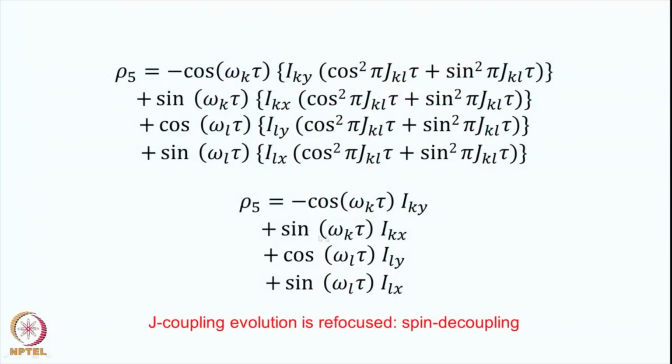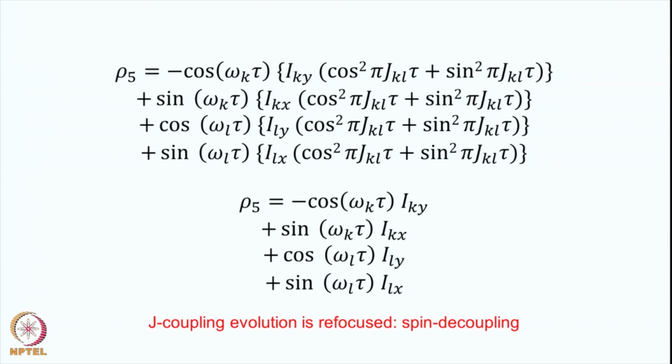So cos(ω_k τ) I_ky plus sin(ω_k τ) I_kx plus cos(ω_L τ) I_LY plus sin(ω_L τ) I_LX. Now where is the coupling? The coupling has all vanished. All the terms which contain the coupling information have vanished. So therefore we say the J coupling evolution is refocused. In other words, this is called spin decoupling.